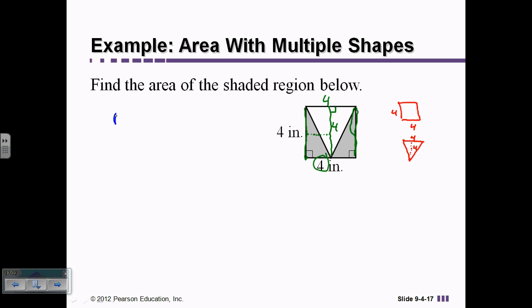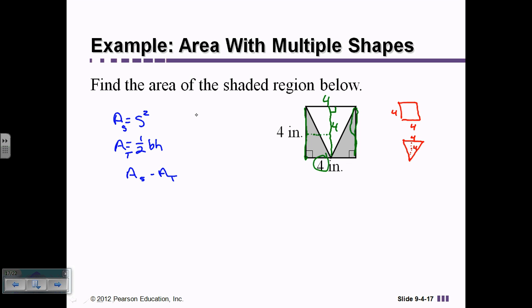We're going to find the area of the square, and then we're going to find the area of the triangle, and then we're going to take the area of the square and the area of the triangle, and we're going to subtract them. So let's go through that.